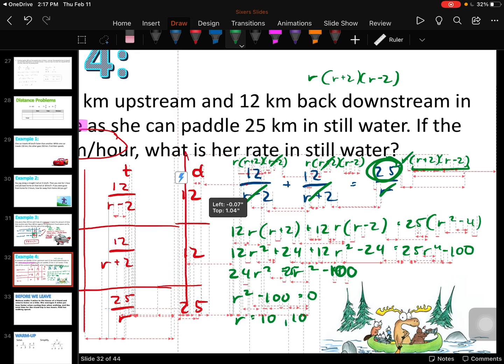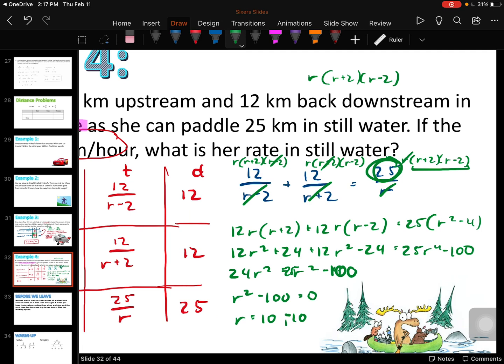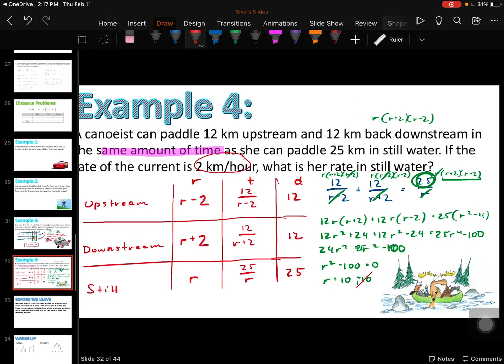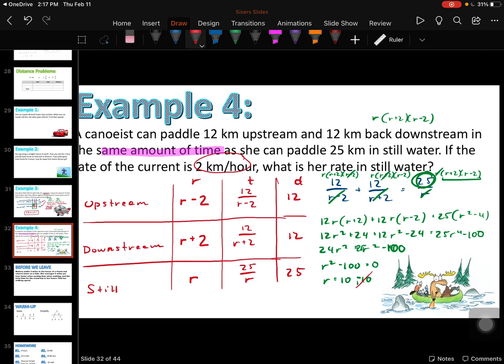Now remember, you can never have a negative rate, so my negative's out. So my rate in the still water, which is what we were trying to figure out for this question, which is just R, is 10 kilometers per hour. If it asks your rate going upstream, it will be 8 kilometers per hour, and going downstream will be 12 kilometers per hour.